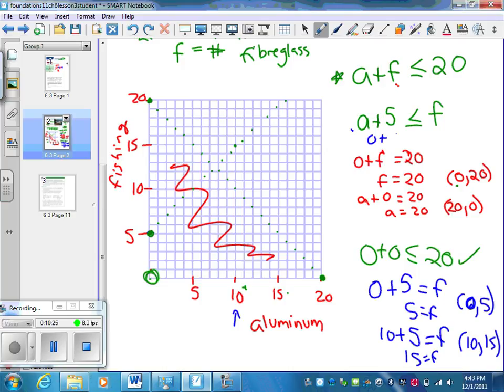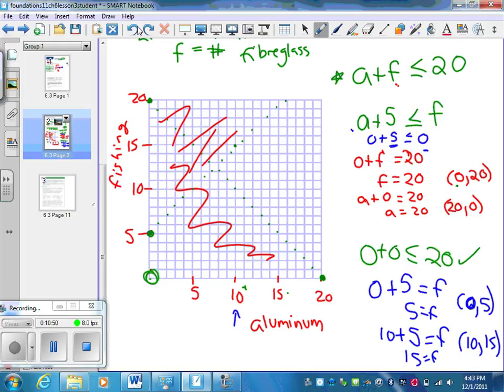0 plus 5 is less than or equal to 0. Is 5 less than or equal to 0? Heck no. So I'm actually talking about this region above. So I would shade in this region. Okay? So where does that intersect? Where are we talking about where both of these inequalities intersect?